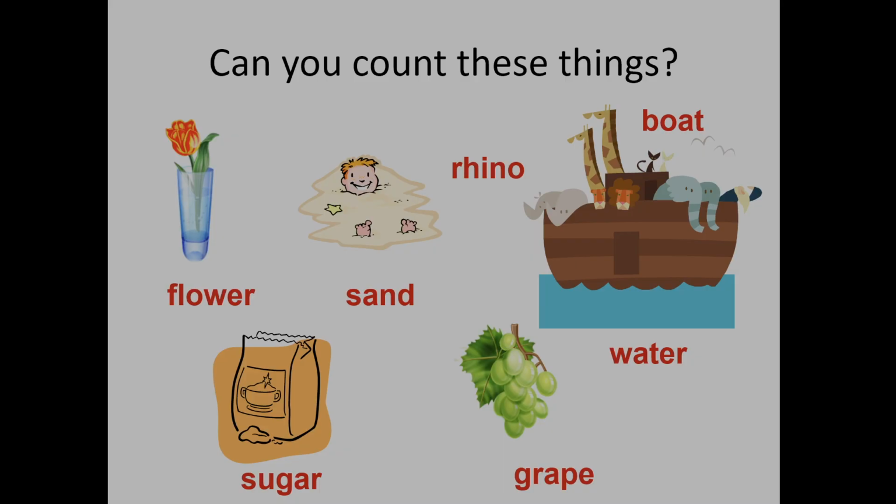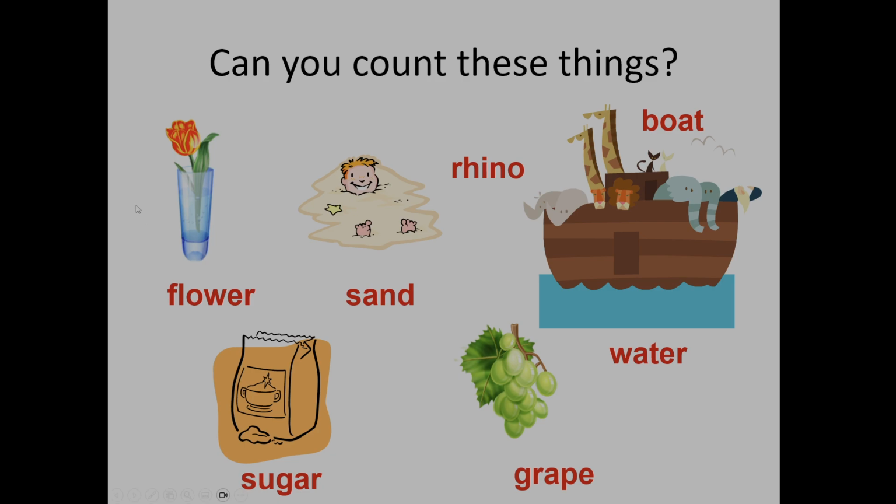Okay, so the first thing we need to understand, and this is a very good question: can you count these things? Let's see it. Flower, absolutely. Flower is a countable noun because it has singular and also plural. We can say a flower or some flowers. So obviously it's countable. It can be either singular or plural, as I said before.